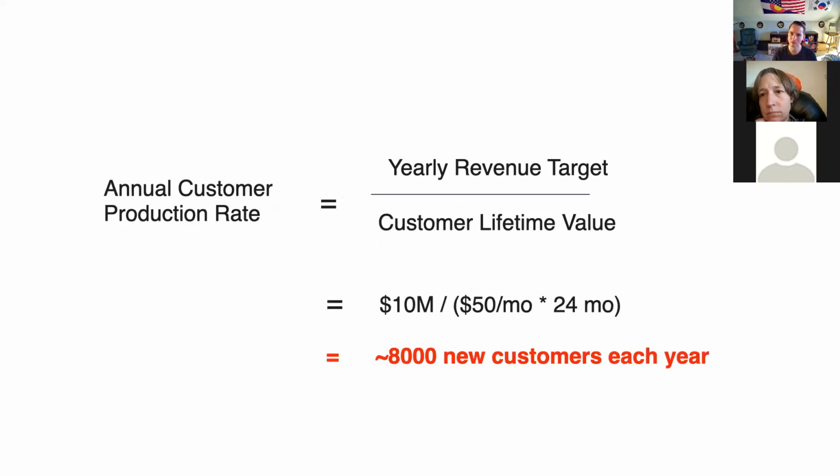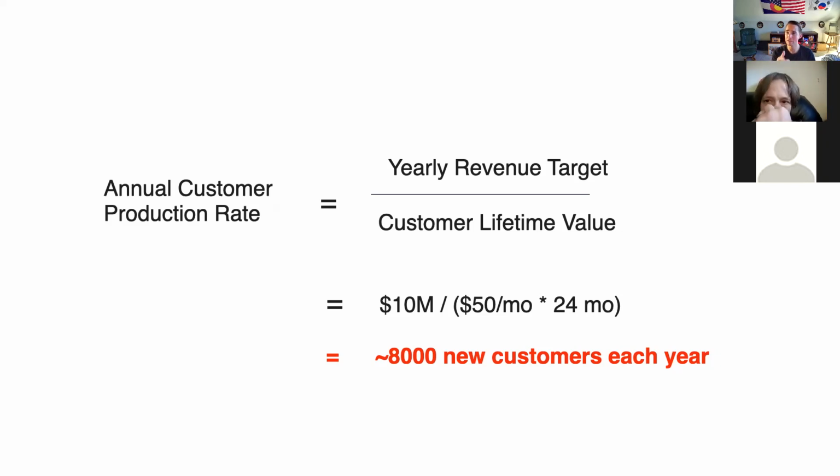In this example, we're telling ourselves the lifetime is 24 months. You could modify it for whatever business model you have in mind. Now we're saying our annual customer production rate, we need to be creating 8,000 new customers each year to make this business model work based on our minimum success criteria. And clearly this business model requires a big investment from an investor at some point. For your business models, the number of new customers you need every single year will be smaller.